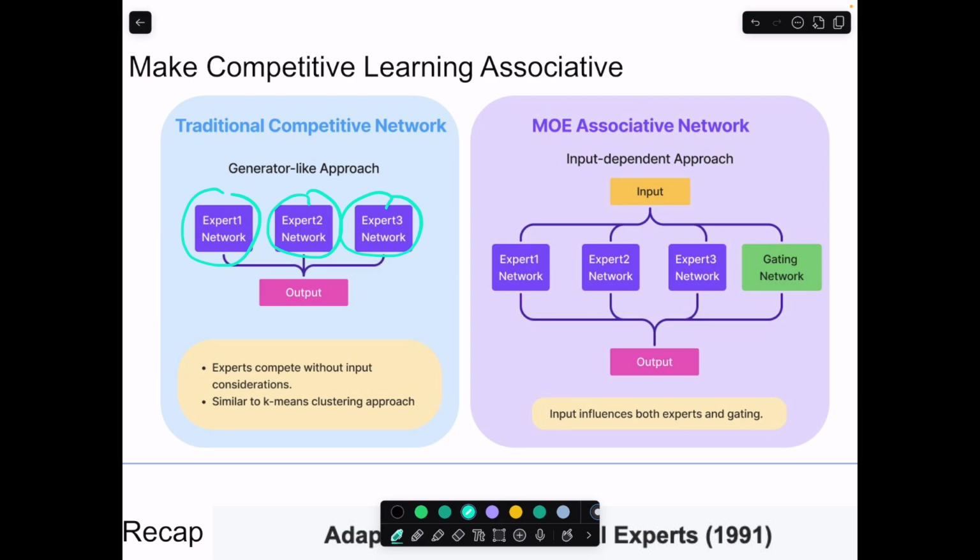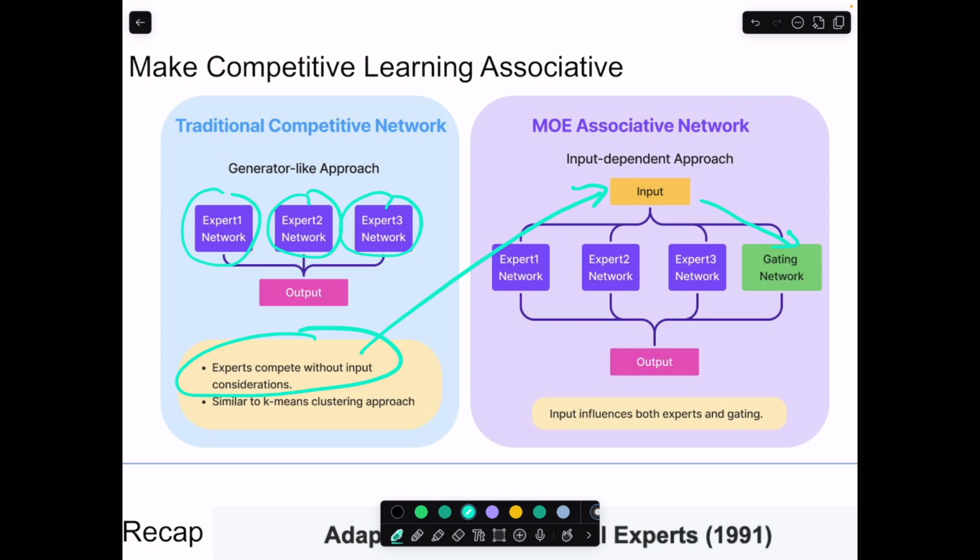Another thing about traditional competitive networks to highlight is that they don't consider input. And the input is exactly what this paper is bringing back in. In the MOE network, both the experts and the gating network consider the input. So each expert's prediction as well as the probability from the gating network, they are all output from the input.